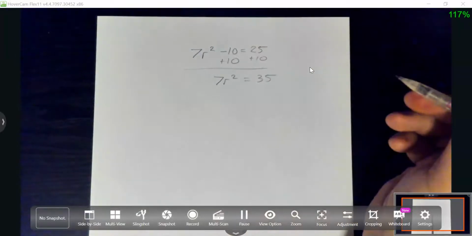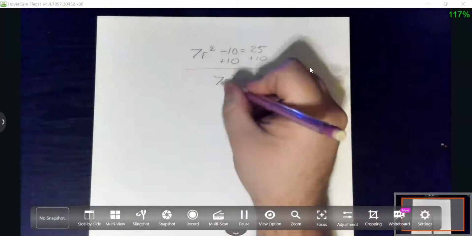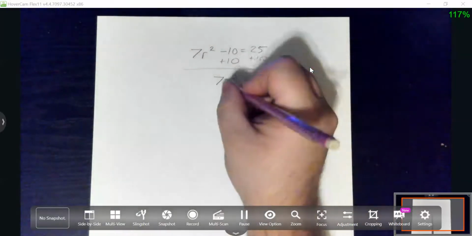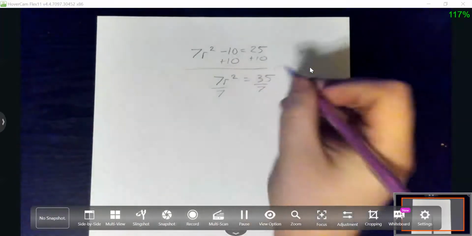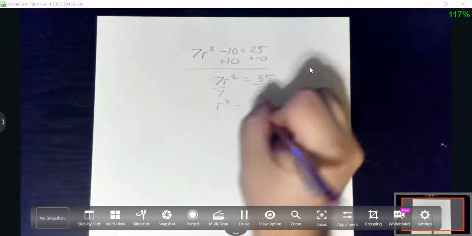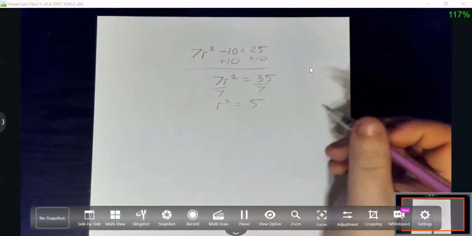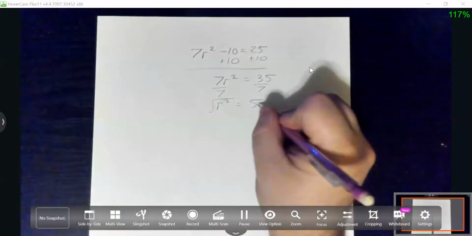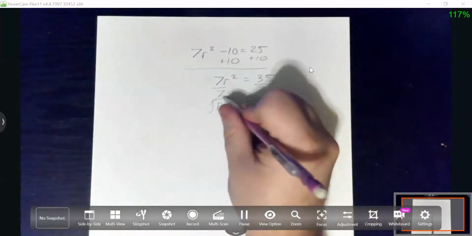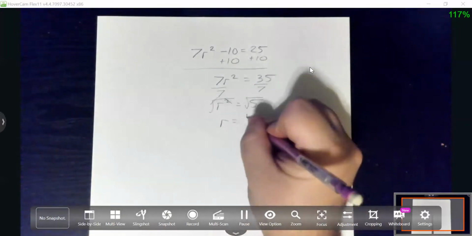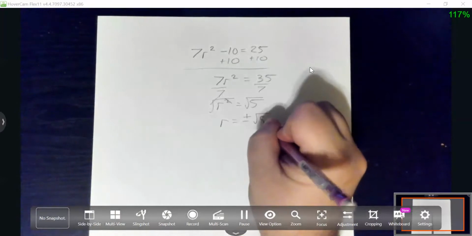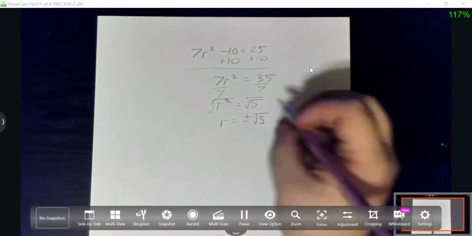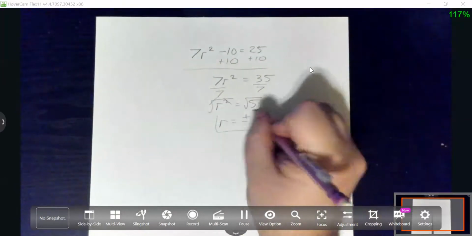I need to have r by itself, or whatever is being squared by itself, before I can do anything. So I get rid of the 7. Leaves me with r squared equals 5. And now that the thing being squared is by itself, I can take the square root of both sides. Square root and square cancel, and I get r equals plus or minus root 5. Can't do anything with that. It doesn't simplify. That's my answer.